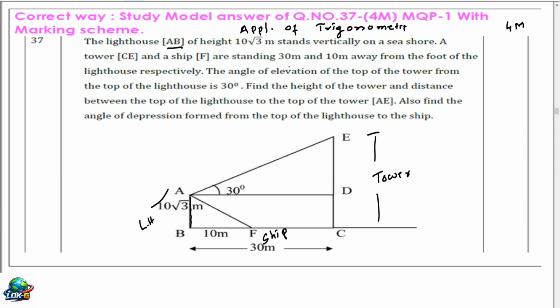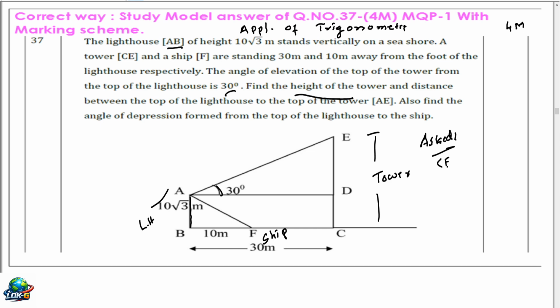F are standing 30 meter and 10 meter away from the foot of the tower. Means this BC will be 30 meter and BF will be 10 meter. The angle of elevation of the top of the tower from the top of the lighthouse is 30 degree. Means this angle is 30 degree. Find the height of the tower. What you are asked to find out, you have to note down. What you are given, you have to note down. You have to find out what? Height of the tower. What is the height of the tower here?